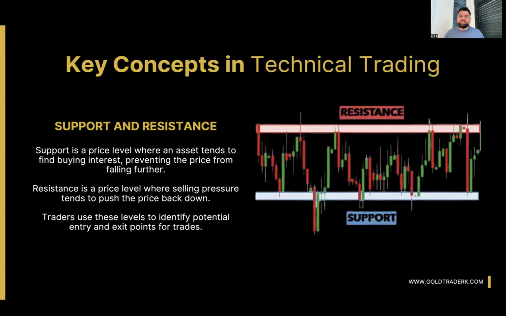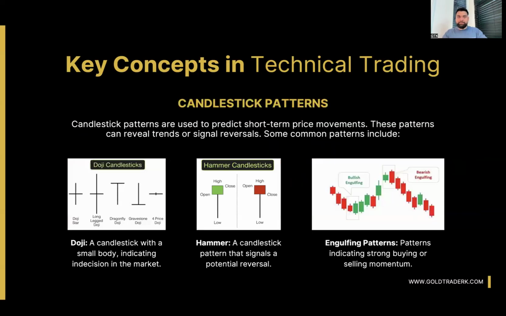Support and resistance. Support is the price level where an asset tends to find buying interest, preventing the price from falling further. Resistance is the price level where the selling pressure tends to push the price back down. Traders use these levels to identify potential entry and exit points for trades.